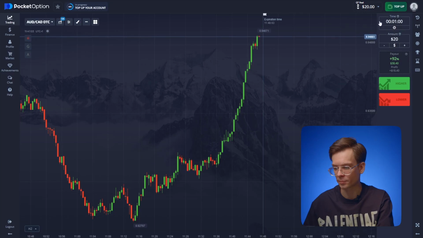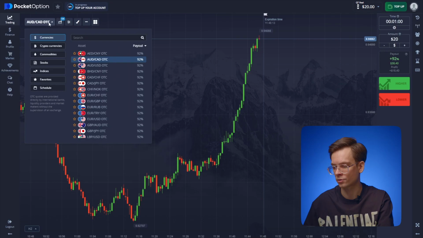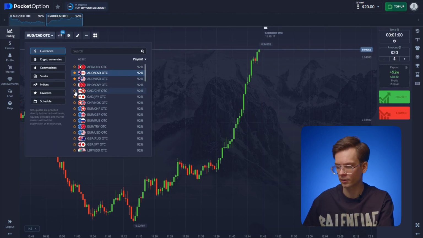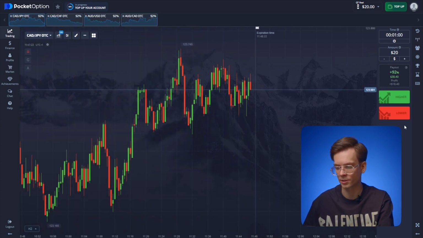Trade duration is gonna be 1 minute. Let's set the candlestick time frame to 30 seconds. The currency pairs I'm gonna use today are the Australian and the Canadian dollar, the Australian and the US dollar, the Canadian dollar and the Swiss franc, and the Canadian dollar and the Japanese yen. All with the maximum percentage, 92.